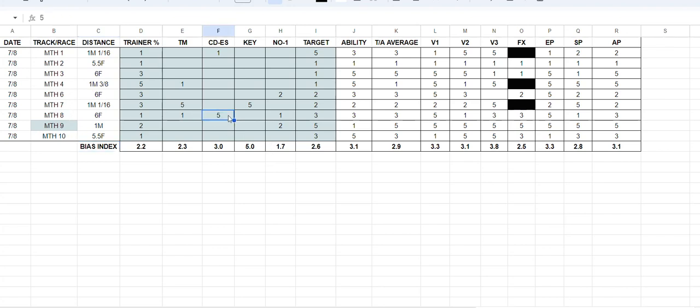Anytime you see a 5, it means it finished out of the money. Okay? I didn't want to put 4th, 5th, 6th, 7th, and so on. If it finished 1st, 2nd, or 3rd, it's labeled. If it finished out of the money, it gets a 5. Doesn't matter whether it finished 4th or whether it finished 10th in the race.